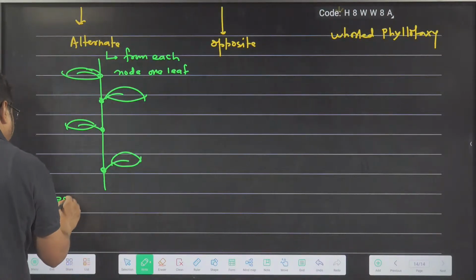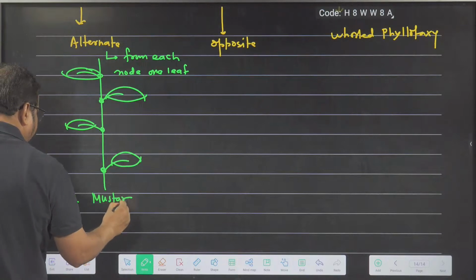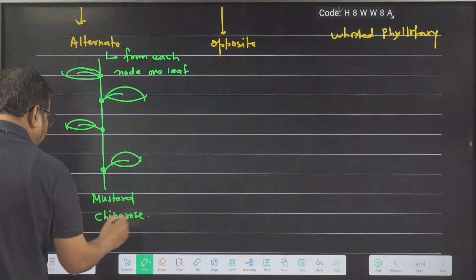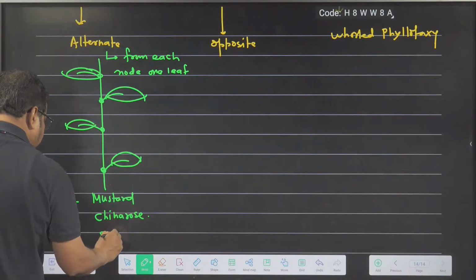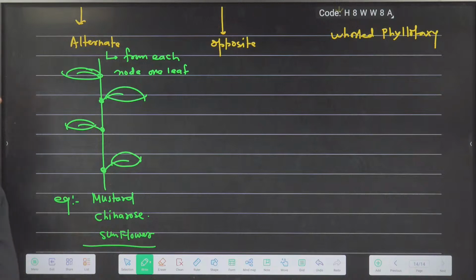What is the example? Examples are mustard, China rose, and sunflower. We are getting this type of phyllotaxy.